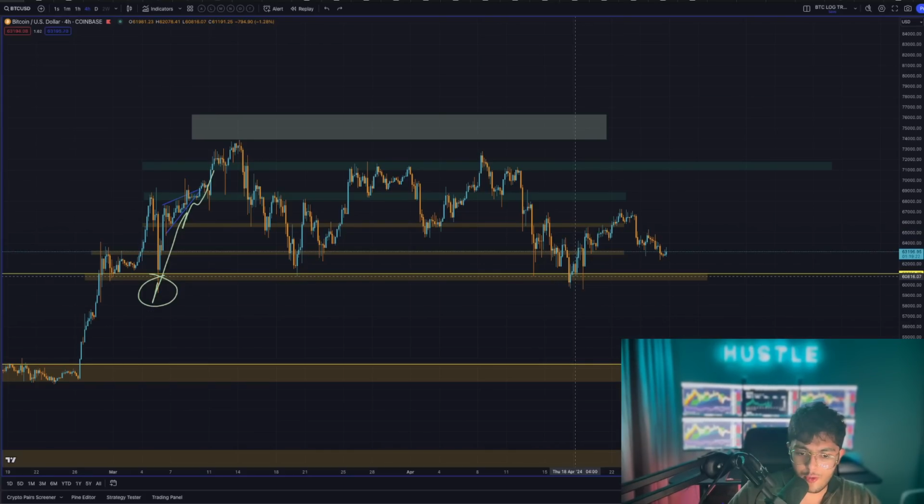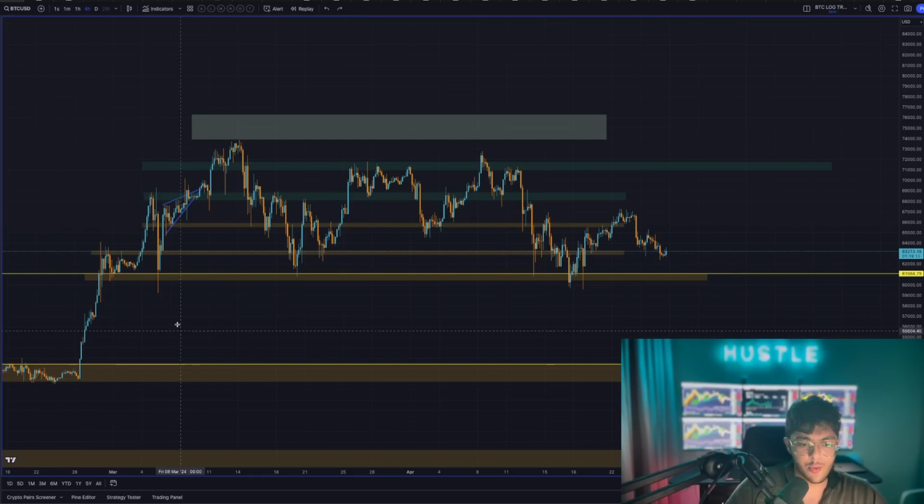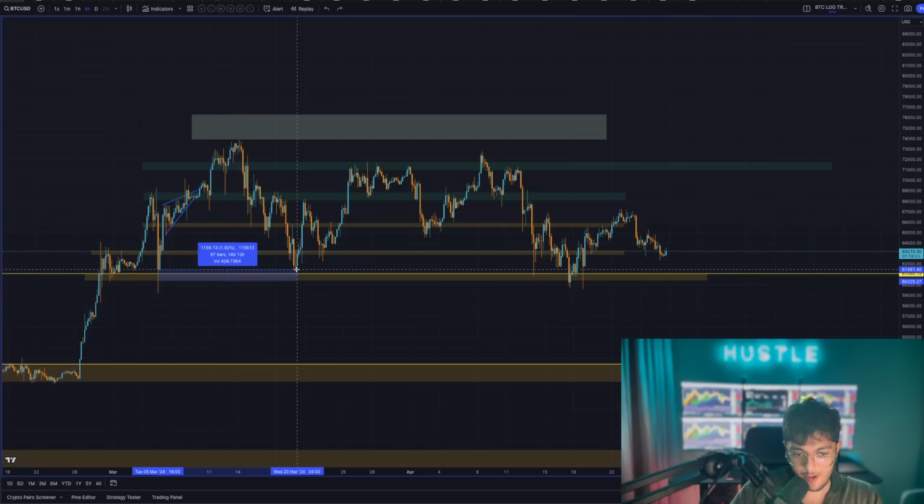And I want to show you a few different ways that we can actually understand this. And the first way is just by looking at, see, when you bounce off the area of support, this doesn't count because we were actually breaking resistance here, but when you bounce off support, how long does it take to revisit that area again?